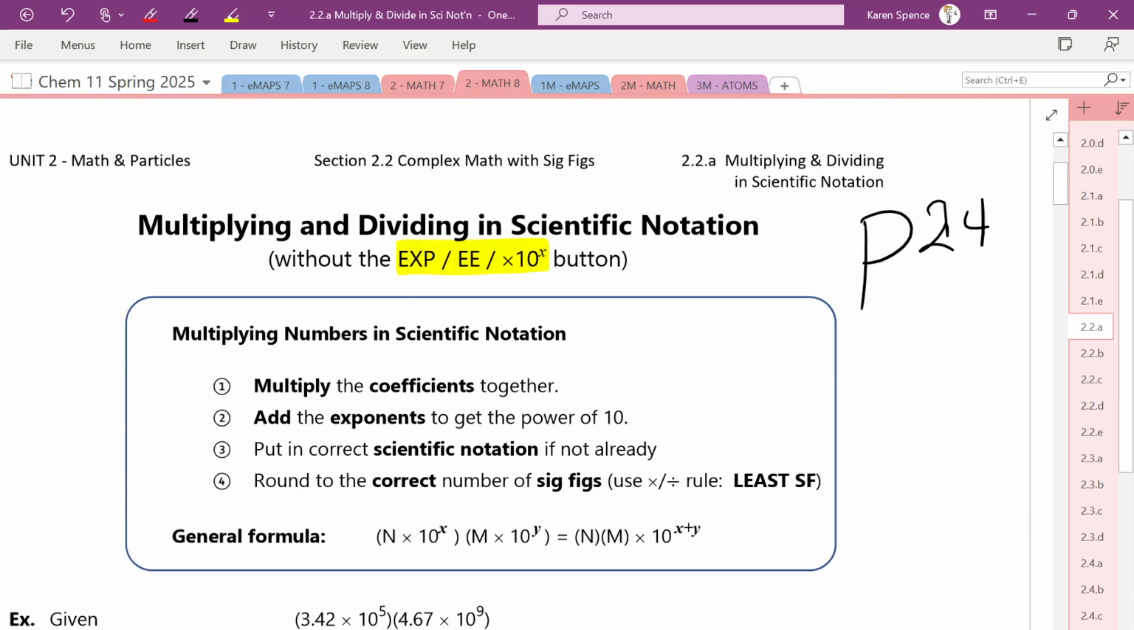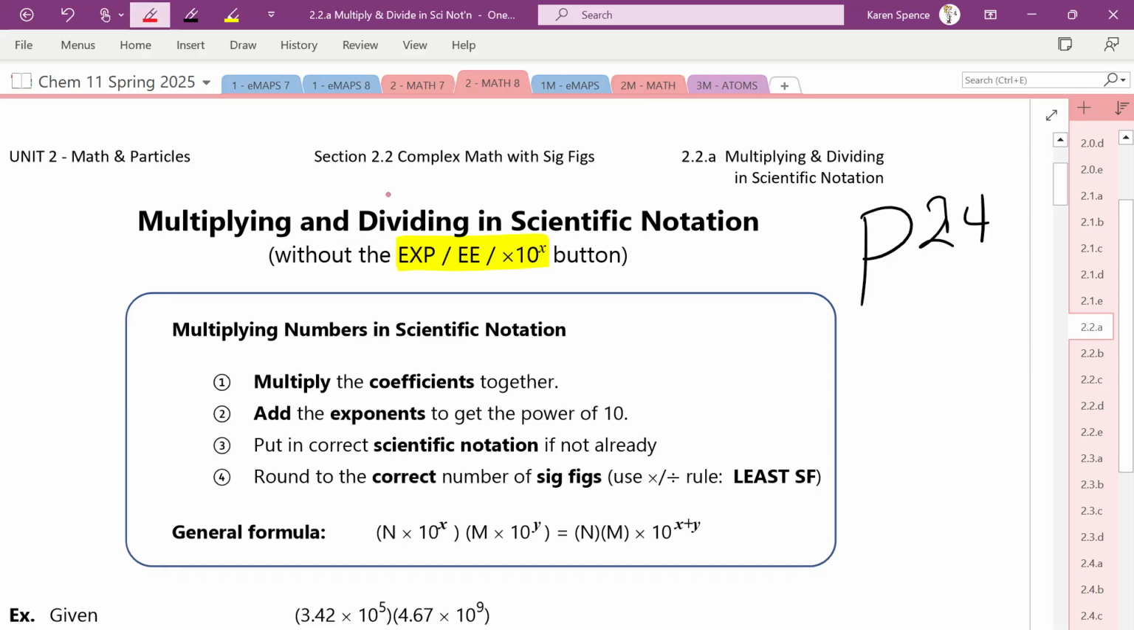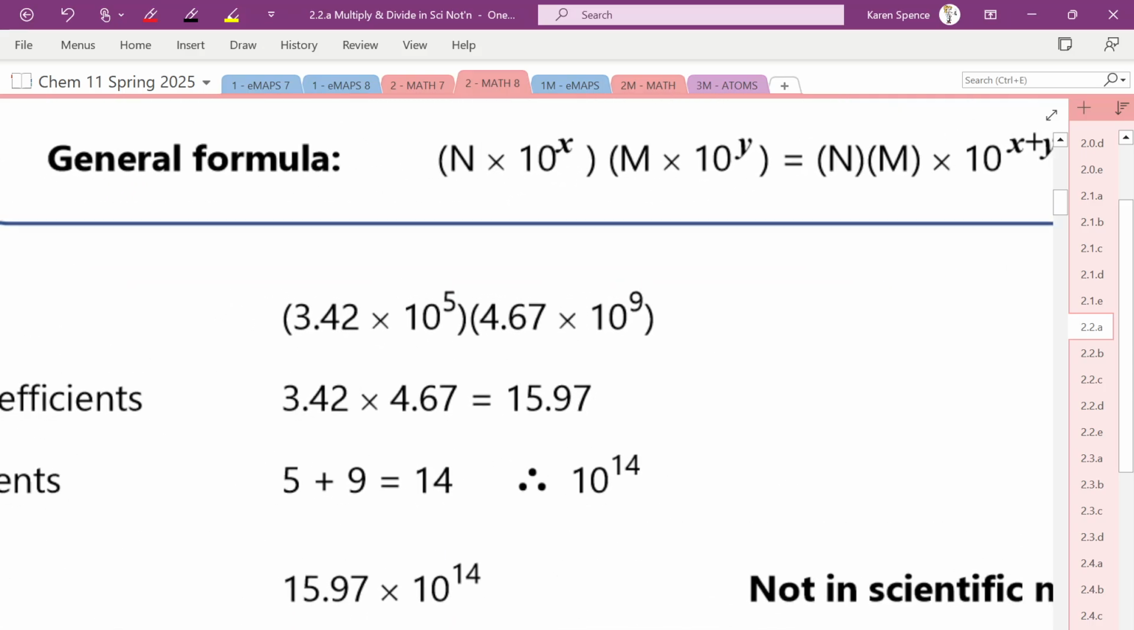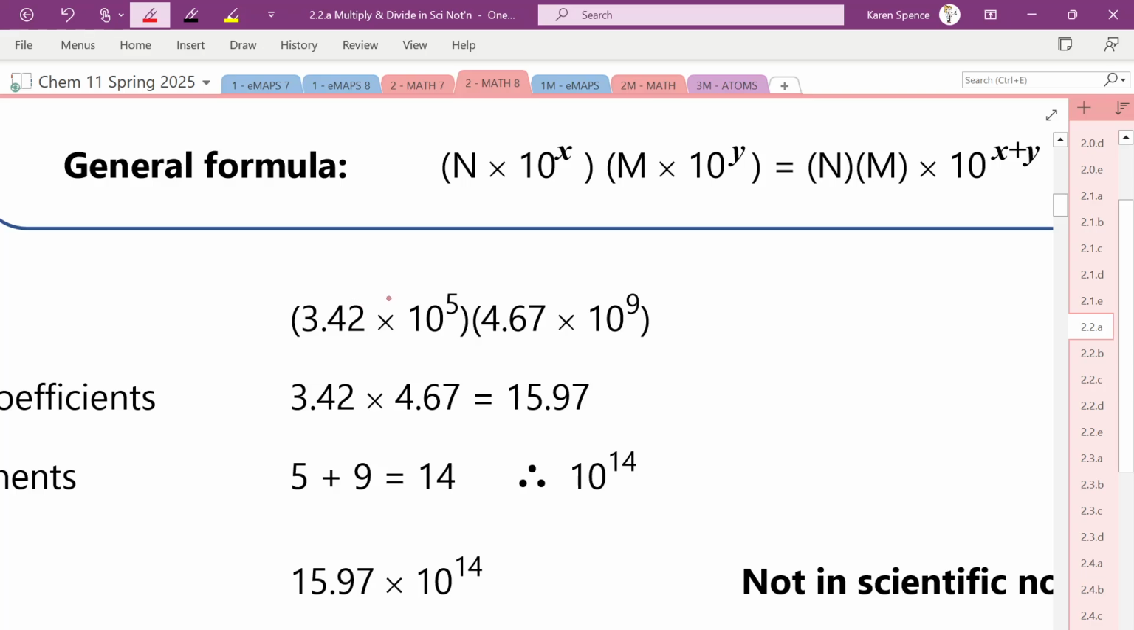What we're going to do is take advantage of the fact that if you have A times B times C, that is the same as C times A times B, which is the same as... you can put them in any order you want to, yes? Doesn't matter. So if I have two numbers in scientific notation, like these ones here, everything is multiplied together. Yes, everything is multiplied. So I can put them in whatever order I want to.